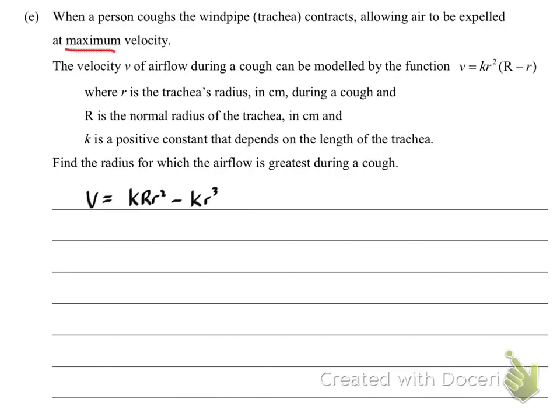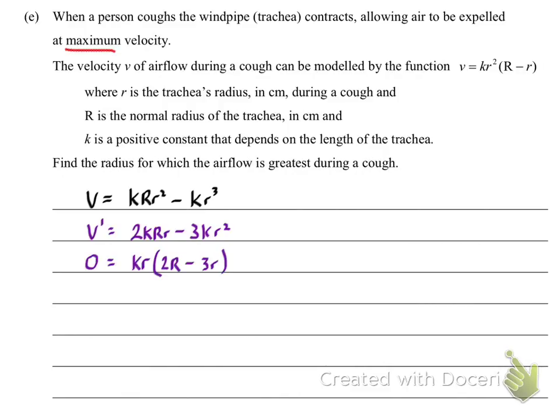Maximum velocity, that means we're going to have to differentiate to find a maximum. I've expanded the brackets before I differentiated. We're differentiating with the small r, the radius, so we've got v dash equals 2k big R times little r. I've reduced the power by 1. Same with the second term. Now we can factorize. We've got a common factor there of k and a little r.